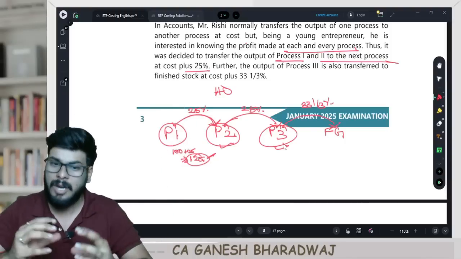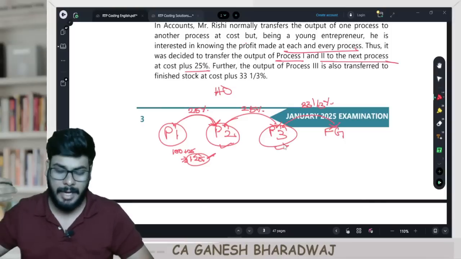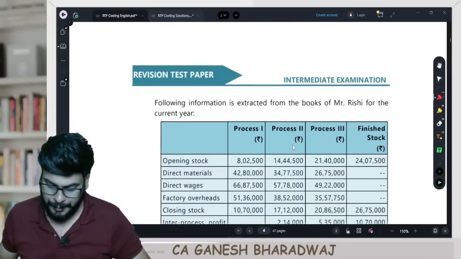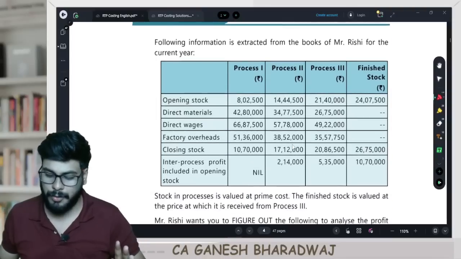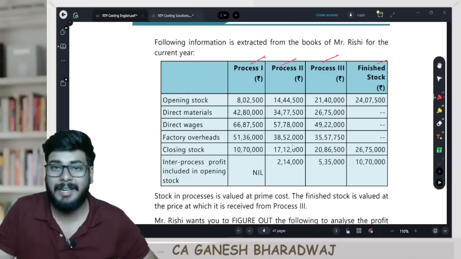Are you clear with this? More clarity on that, you will be getting it as we navigate into this particular sum. The next one: the following information is extracted from the books of Rishi for the current year. So what they have given: process 1, 2, 3 and finished stock.